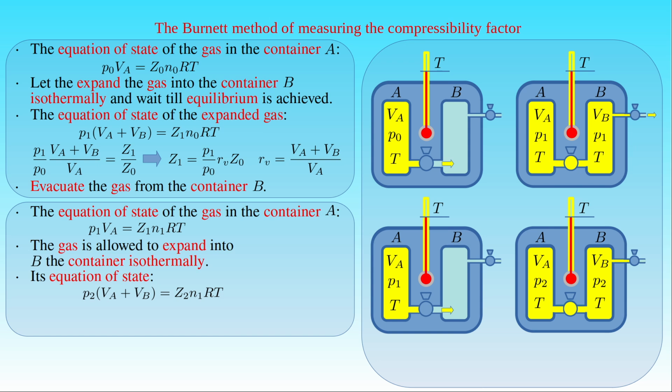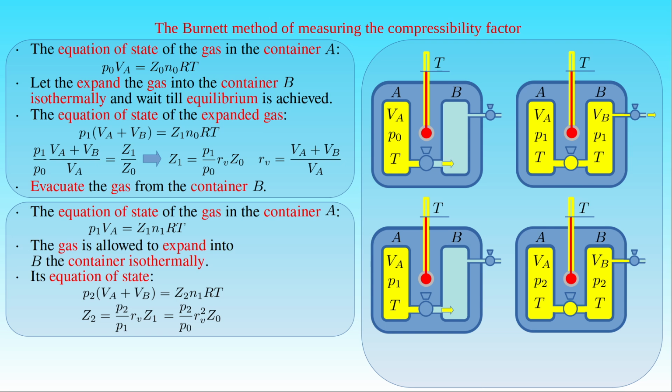If we divide this equation of state by the one obtained in the previous step, then we can express the compressibility factor Z2 in the same form as in the first step, that is by the ratio of the pressure P2 to the pressure P1, times the ratio of volume expansion RV, times the compressibility factor Z1. By substituting the expression obtained for Z1 in the first step into the right-hand side, we can write it as the ratio of P2 to P1, times RV squared times Z0.